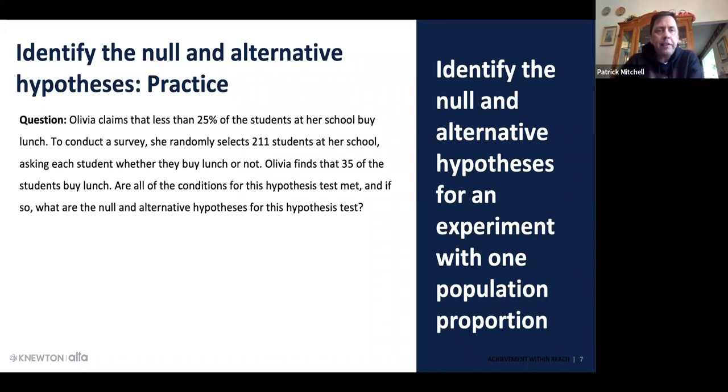All right, so here's an example. Olivia claims that less than 25% of the students at her school buy lunch. To conduct a survey, she randomly selects 211 students at her school, asking each student whether they buy lunch or not. Olivia finds that 35 of the students buy lunch. Are all the conditions for this hypothesis test met? And if so, what are the null and alternative hypotheses for this hypothesis test?